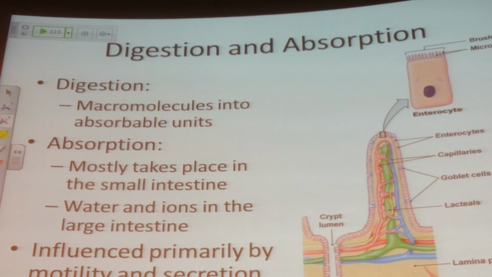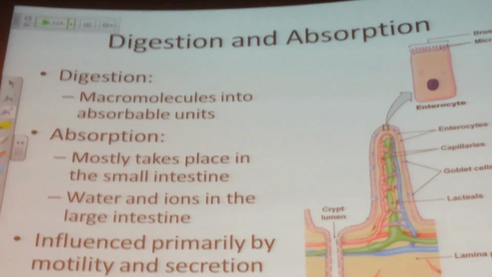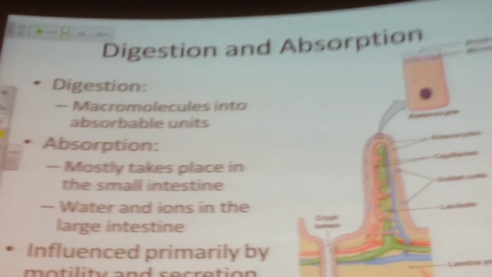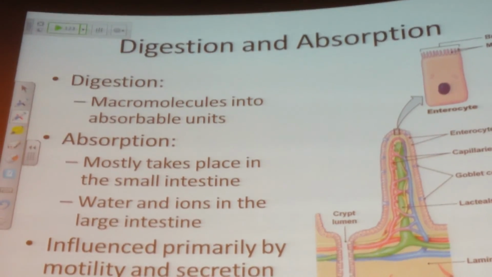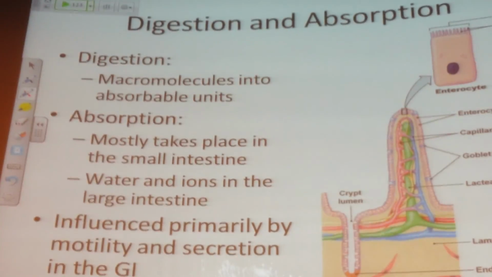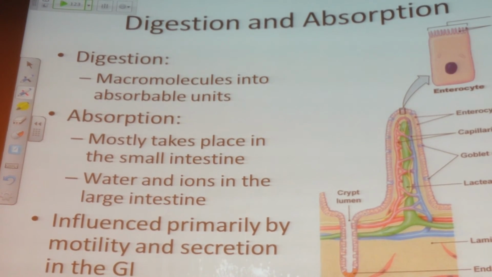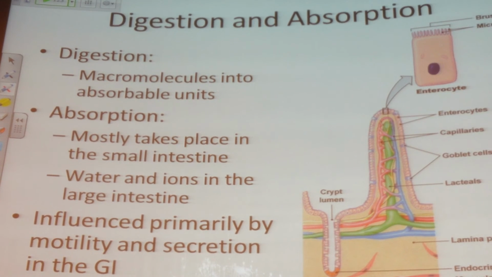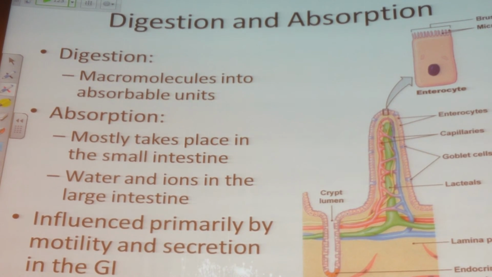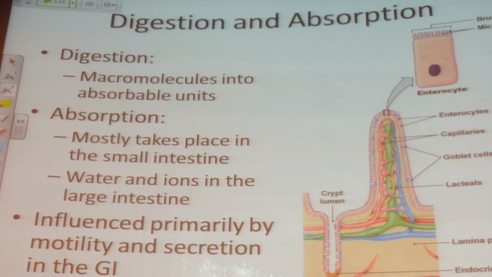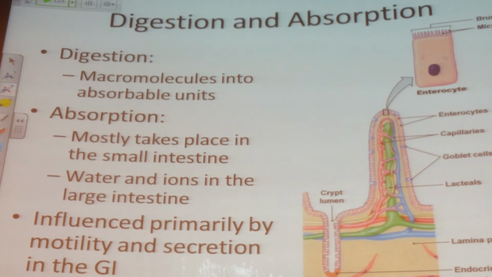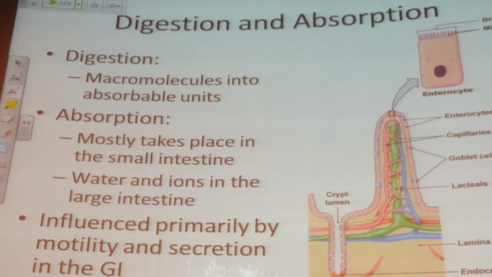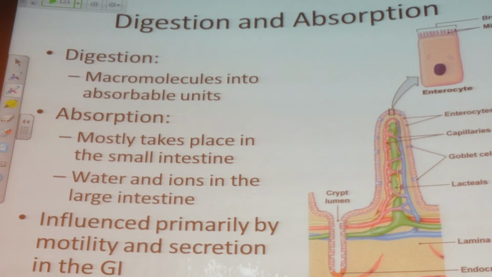So, digestion and absorption. Here again is a very quick overview. Digestion is basically breaking large molecules into smaller, absorbable units. Most of it takes place in the small intestine, while water and ions are absorbed in the large intestine. Unlike motility and secretion, which are largely influenced by neuron input as well as peptide hormones, this one is not. It is primarily influenced by the motility and the secretion of the GI tract. So that's quite different from what we have just seen.